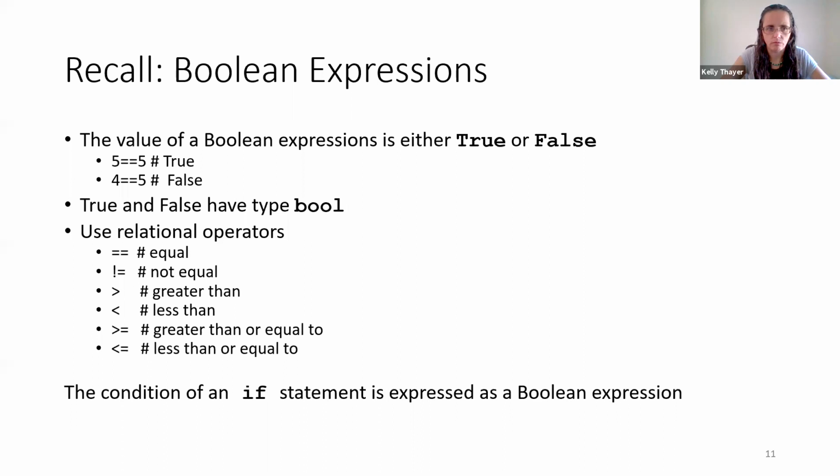Just a quick refresher on Boolean expressions. The value of a Boolean expression is either true or false. 5 equals 5 is a true statement, and 4 equals 5 is a false statement. True and false have type bool, and these were the relational operators that we used in order to do the evaluation. So the condition of an if statement is going to be expressed as a Boolean expression.